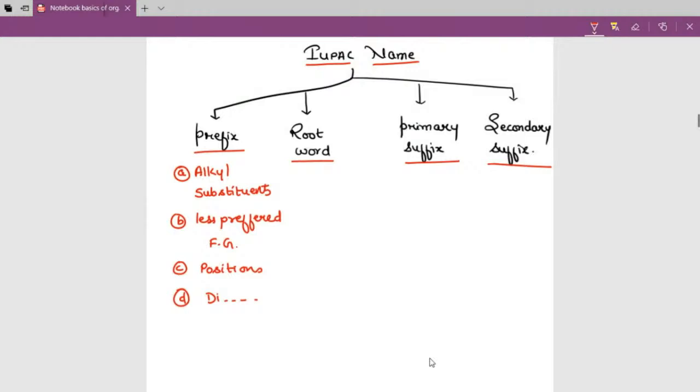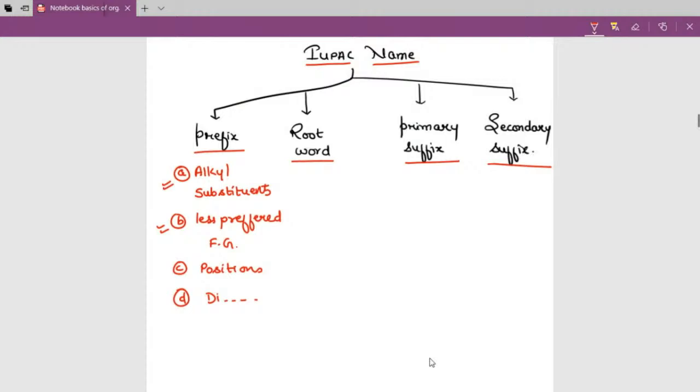We could have these as a prefix. Now let us see what all is this. But the most common are these two, that is the alkyl substituent and the less preferred functional groups. These will be placed as prefix in an overall IUPAC name.